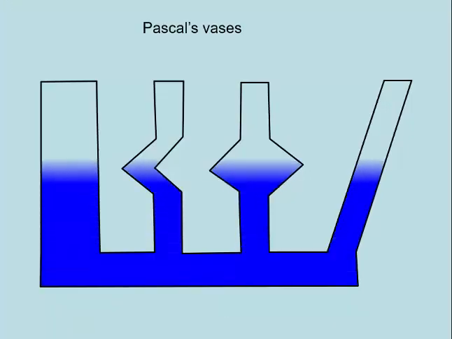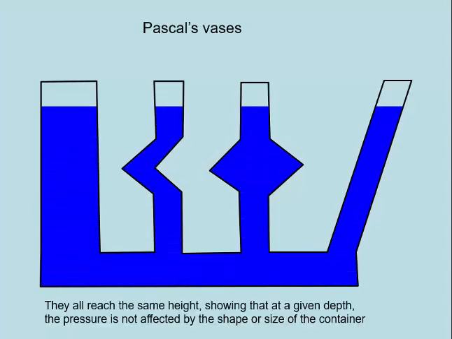Well, as you saw, the water reached the same height in all the tubes. That shows that at a given depth, the pressure is not affected by the shape or size of the container. If there was a greater pressure here, for instance, than here, then water would flow from the high pressure to the low pressure area.